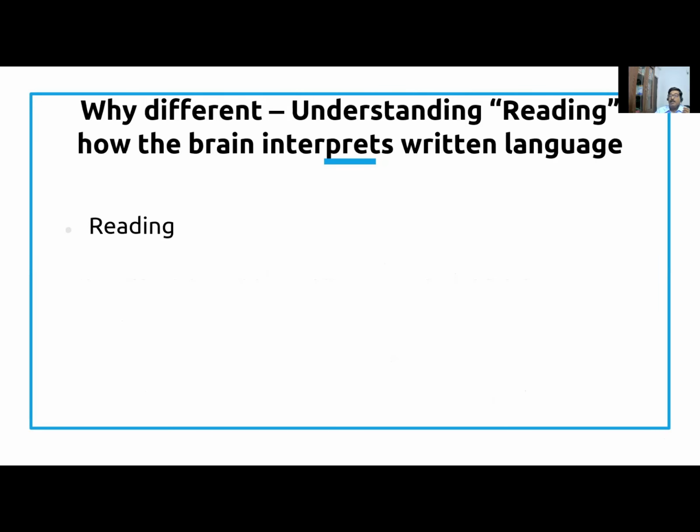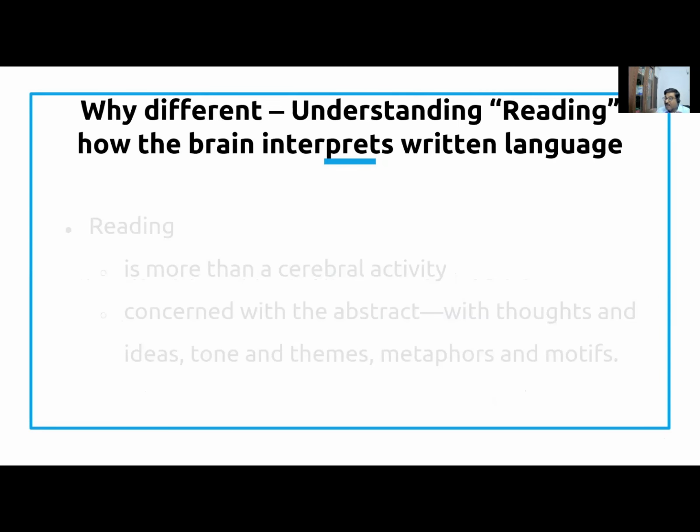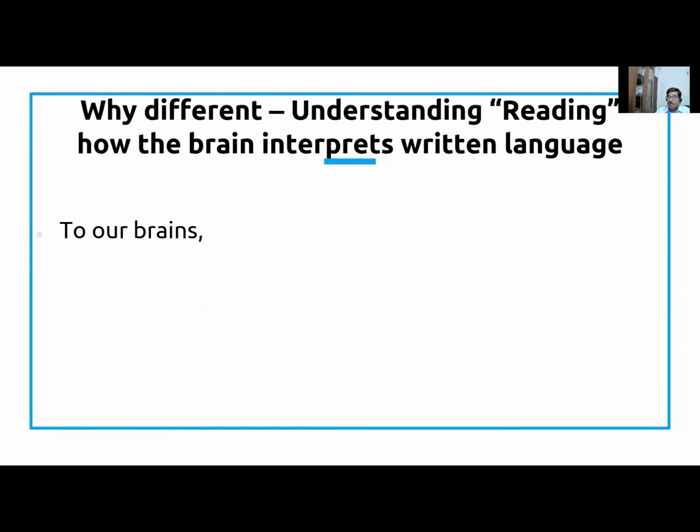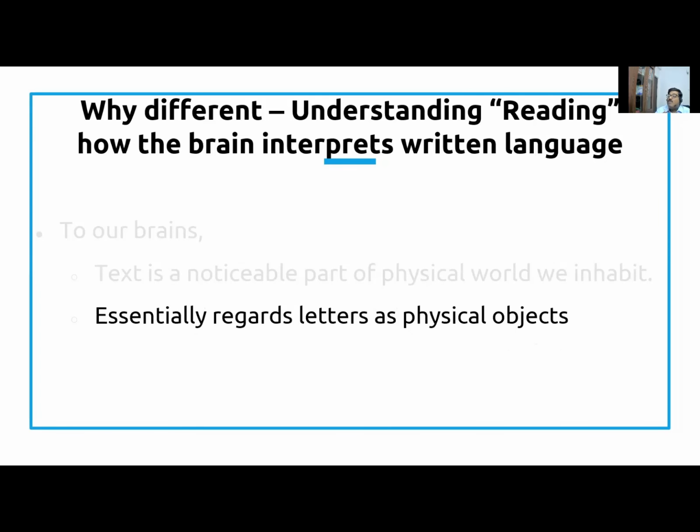We love paper. So, understanding reading: how does the brain interpret written language on paper and screen? Reading from paper is more of a cerebral activity, whereas seeing is not. Reading is different from seeing on a screen. Reading is concerned with the abstract, with thoughts and ideas, tones, themes, metaphors, motifs, whatever you write, whatever you draw, and relating it to our own learned behaviors. To our brain, text on paper is a noticeable part of the physical world that we inhabit. It is more of a physical object, whereas on screen, it is just a visualization.